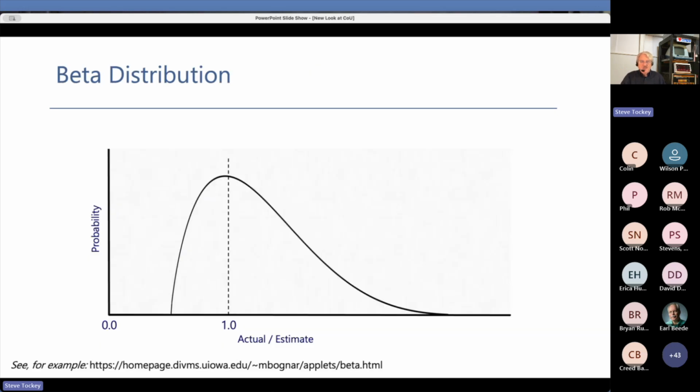Okay. And so again, the beta distribution is not symmetrical like a normal Gaussian. The idea here is that the frequency of overestimation, where we estimated more than what it actually took us, is less, and the amount of overestimation is less. In other words, we tend to underestimate more often and by a larger amount. And that's reflected in this beta distribution.